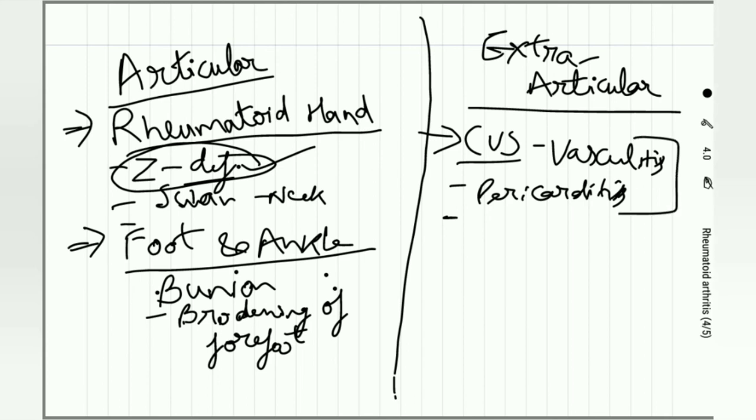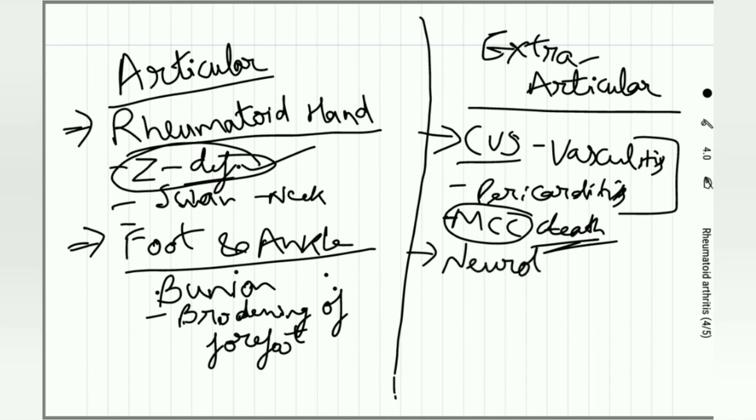And note here, the most common cause of death in rheumatoid arthritis is the cardiovascular manifestations. It is the most common cause of death in rheumatoid arthritis patients. Next we have the neurological manifestations. The neurological manifestations involve peripheral neuropathy and cord compression.